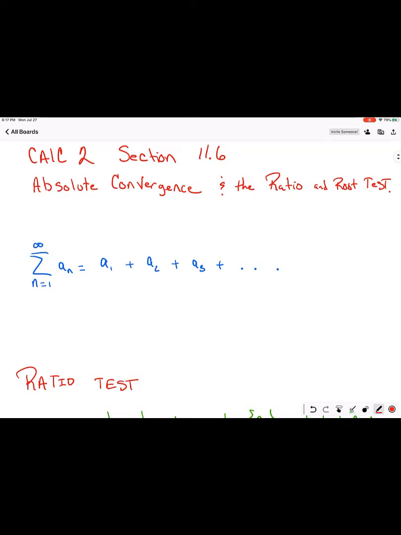Greetings, this video is for Calc 2, section 11.6. Section 11.6 deals with absolute convergence and the ratio test and root test. In this video, we're going to take a look at what's happening with the ratio test.